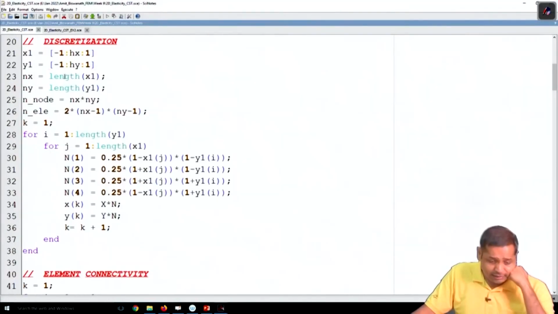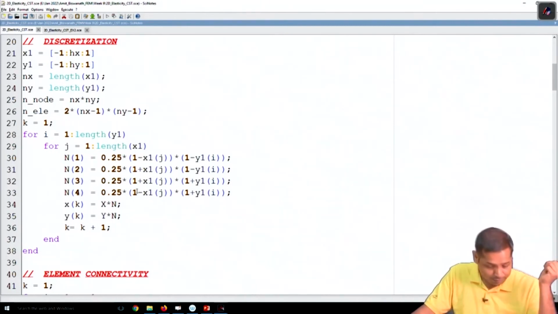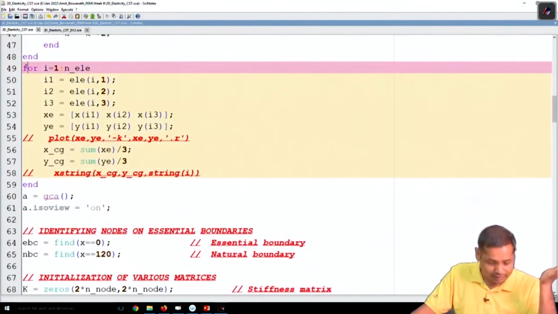Next is the discretization of the entire domain. The discretization part is the same. We have already discussed this part during the heat conduction problem. Now this is the element connectivity, and this is the plotting of the discretization. We will plot and see.